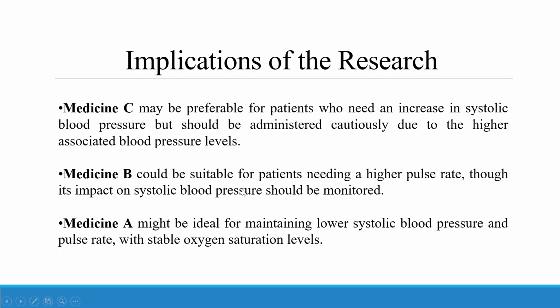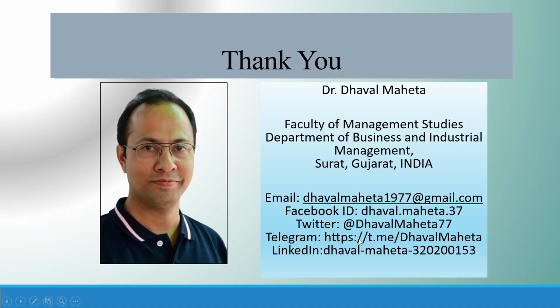Medicine B could be suitable for patients needing a higher pulse rate, though its impact on systolic blood pressure should be monitored. Medicine A might be ideal for maintaining lower systolic blood pressure and pulse rate with stable oxygen saturation levels. So this was all about MANCOVA in SPSS.